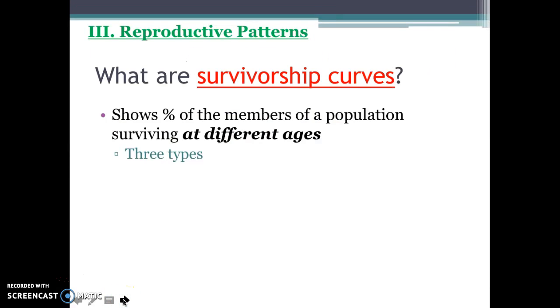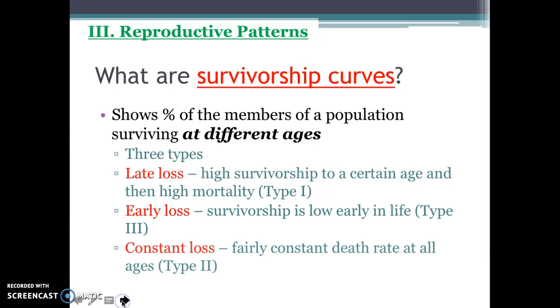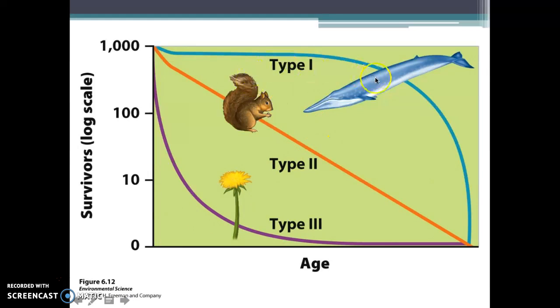I'm going to show you one last thing. Survivorship curves. They show the percent of a population at different ages. There are 3 types. I'm going to show you a quick diagram on the next page. You can pause this and jot it down. Type 1 is late loss. Type 2 and type 3, which is early loss. So your type 1, these guys are living really, really long. So check this out.